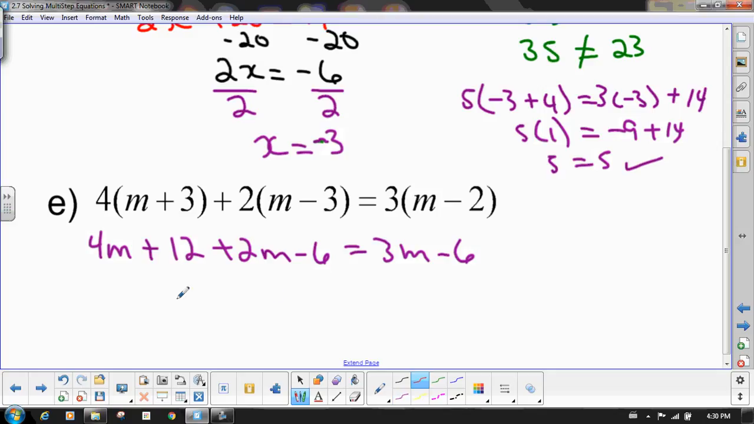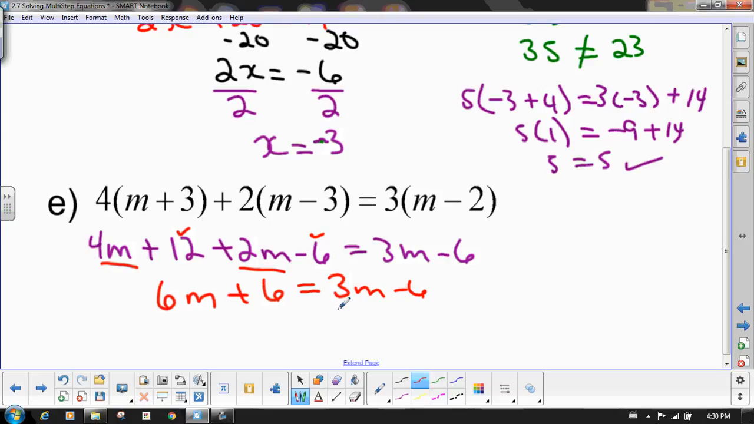Now you're probably wondering, should I simplify? Yes, always, always, always. 4m plus 2m is going to give me 6m. These two terms are the same. And then I have 12 here, and I have minus 6. Positive 12 take away 6 is going to be plus 6 equals, the right side is already simplified.